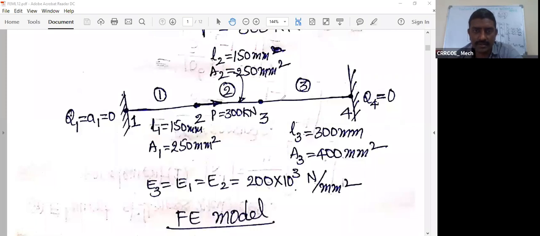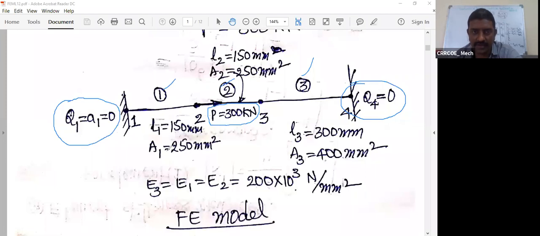So this structure is discretized into 3 elements, elements 1, 2, 3, and which has 4 nodes, 4 degrees of freedom. So at node 1 there is a specified displacement boundary condition, Q1 is equal to 0, and at node 4, specified displacement Q4 is equal to 0. So load P is acting at node 2, 300 kilonewtons. The geometric properties of element 1 and element 2 are the same.